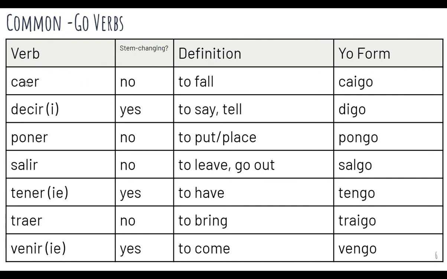You take off the ER or the IR and you add that regular ending. If it is stem changing, you'll have to change that letter in the tú, él, ella, usted, and ellos, ellas, ustedes form first, and then add those endings. Be careful because tener and venir conjugate very similarly. However, one is an ER verb and one is an IR verb. So you want to be careful with that as well.